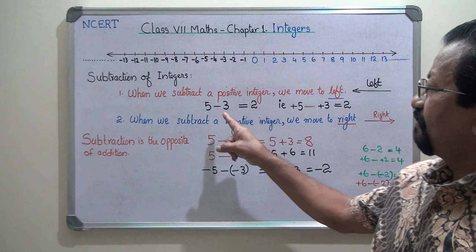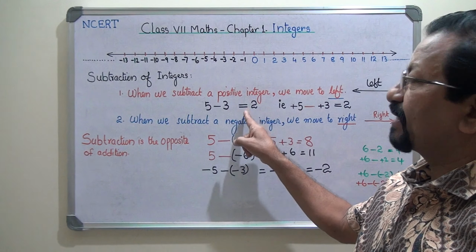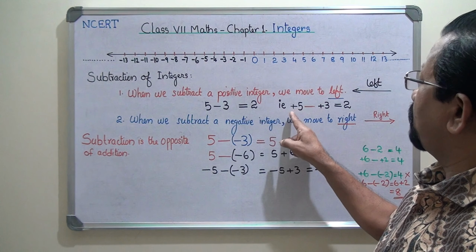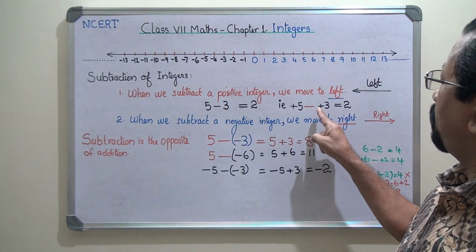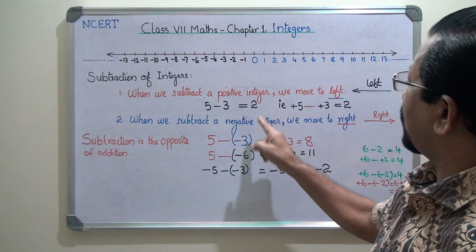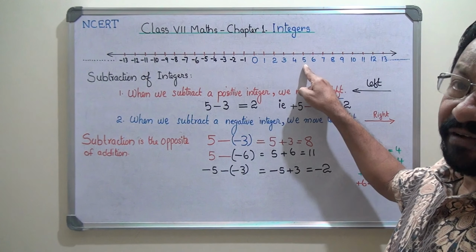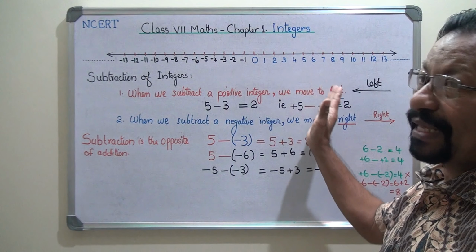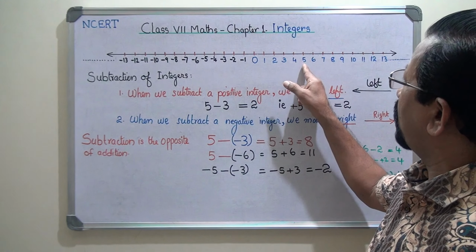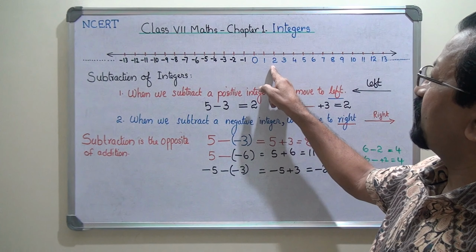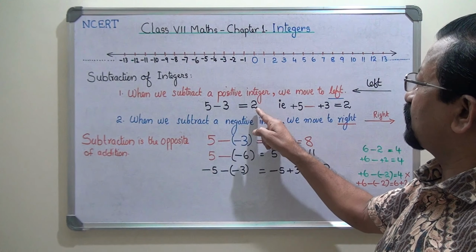For example, 5 minus 3 is equal to 2. It means plus 5 minus plus 3. Plus we are not mentioning here. 5 minus 3. So we are here at 5 on the number line. Minus 3 means 3 steps to the left-hand side. From 5, 1 step, 2 step, 3 step. It means we are reaching 2. 5 minus 3 is 2.